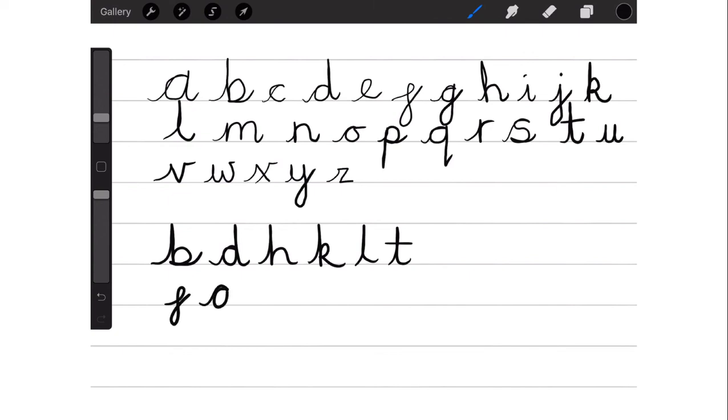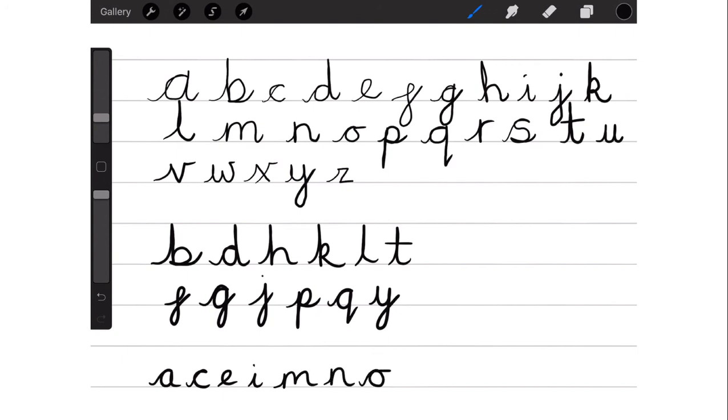F and G and J and P and Q and Y. And then you could then teach the other letters, the standard letters, so A, C, E, I, M, N, O, R, S, U, V, W, X, and Z. So you can teach it that way instead, if that is easier.